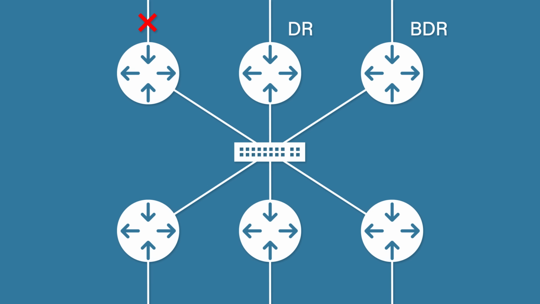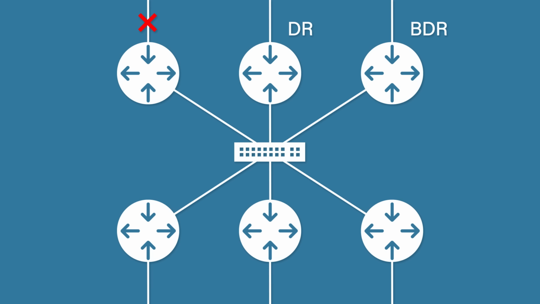When on the same segment, routers will only become full neighbours with DRs and BDRs. The other neighbours will remain in the two-way state we just looked at. This means every router will ignore updates unless they come from the DR.